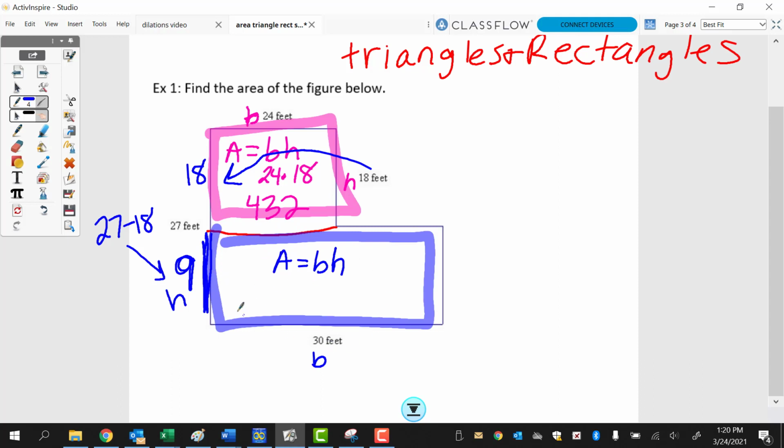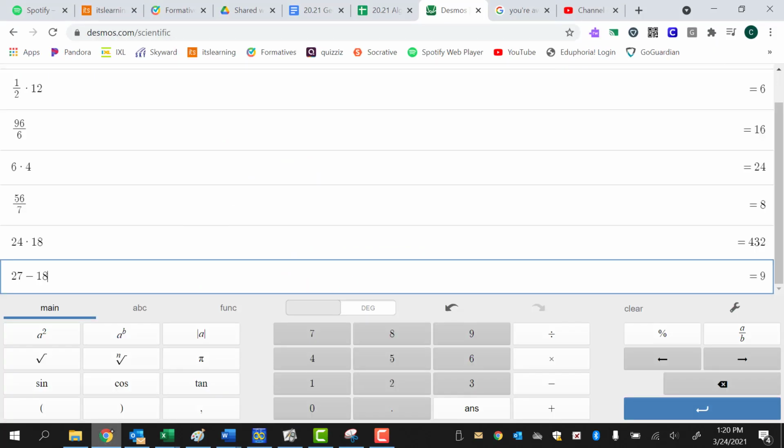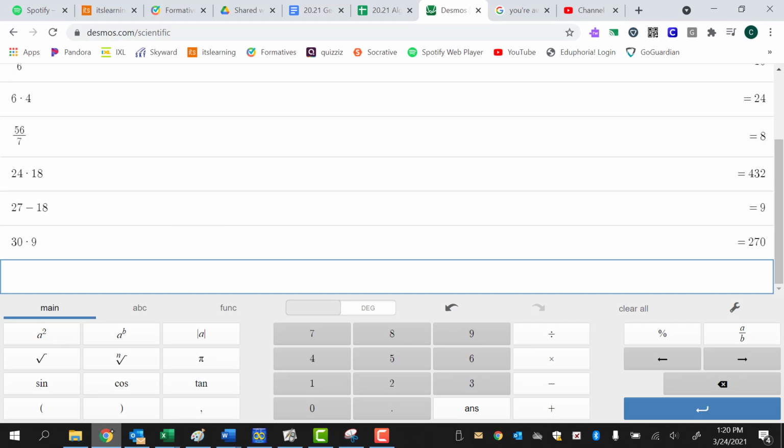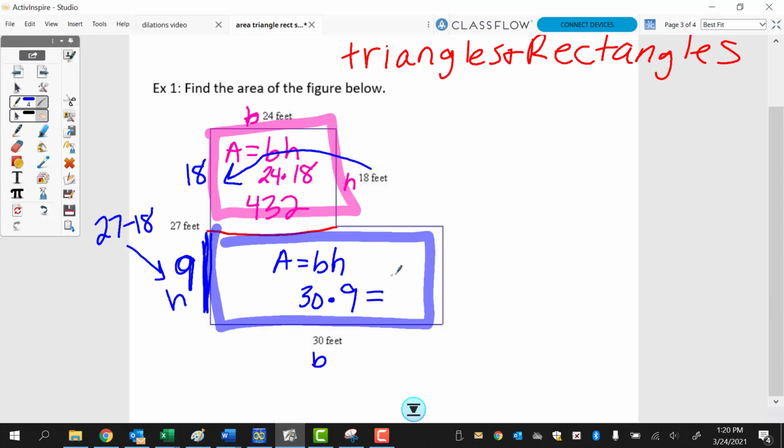So now I can plug in 9 for H, 30 for base. So 30 times 9 equals, we're typing that in. 30 times 9 is 270. Okay? So now I have my two areas.